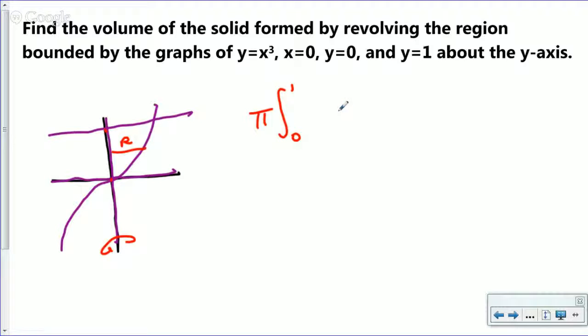Now, my radius, we know that this is going to be dy. So my radius has to be in terms of y. So I can't put in x cubed, can I? Because that will be in terms of x. So ideas on what I could do.